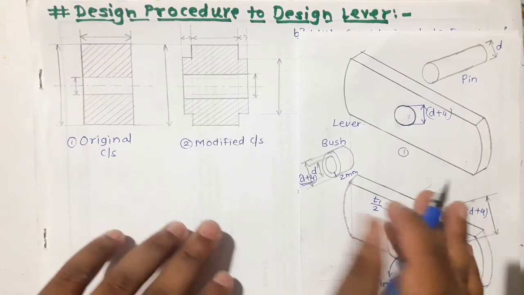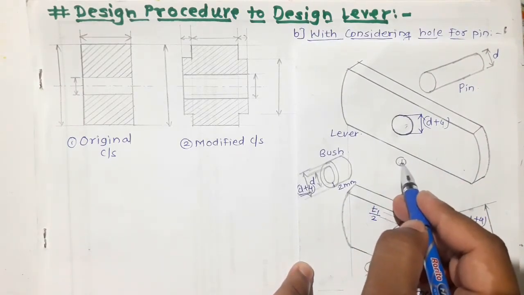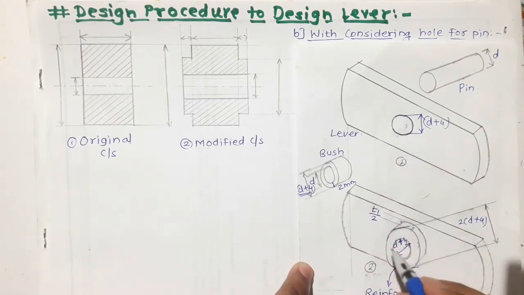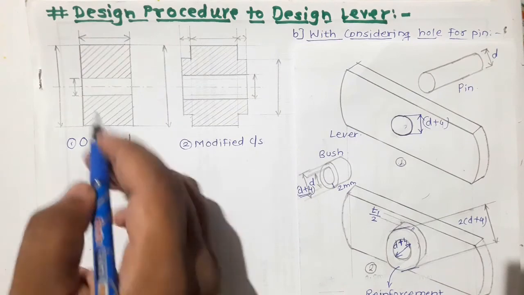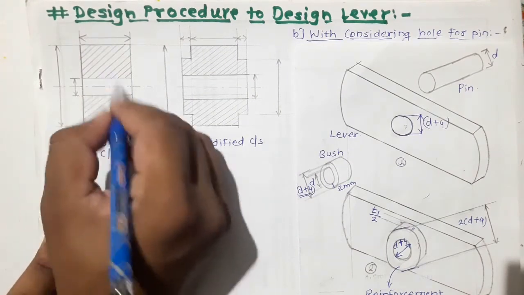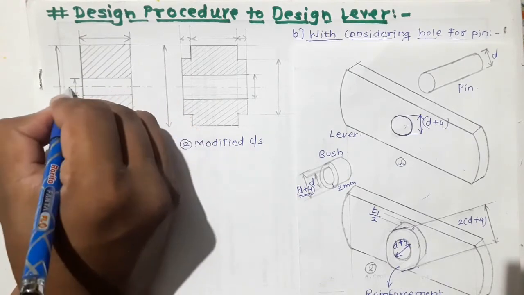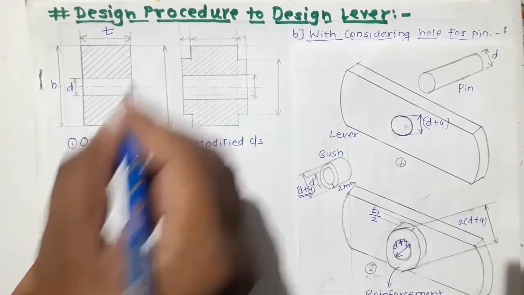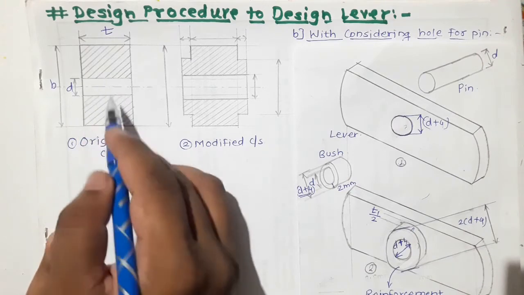Now consider the cross section of the first case, when there is simply a hole inside the cross section, and the second cross section with the reinforcement material added on both sides of the lever arm. So this is the original cross section where the diameter of the hole is d, the width is b and the thickness is t. This is the original cross section without considering the reinforcement material, and this cross section is weak.